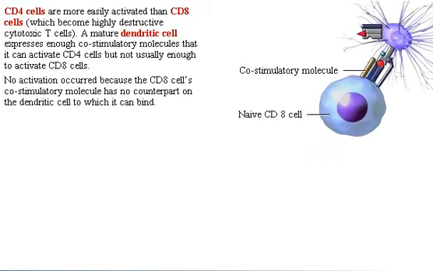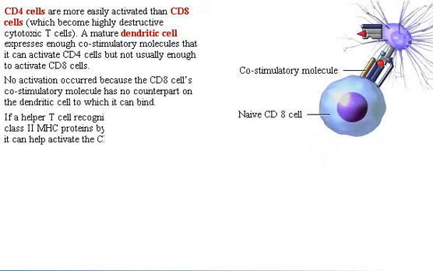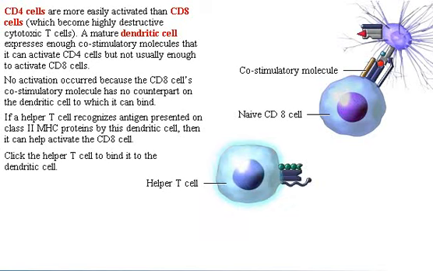No activation occurred because the CD8 cell's co-stimulatory molecule has no counterpart on the dendritic cell to which it can bind. If a helper T cell recognizes antigen presented on class II MHC proteins by this dendritic cell, then it can help activate the CD8 cell. Click the helper T cell to bind it to the dendritic cell.